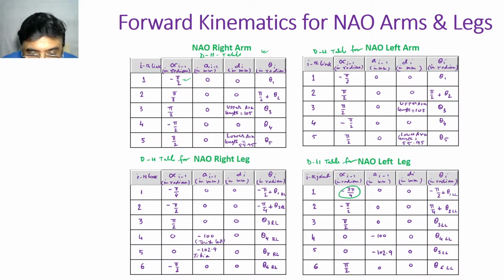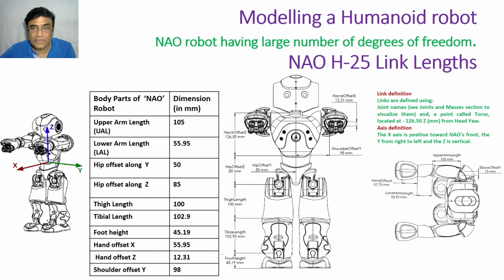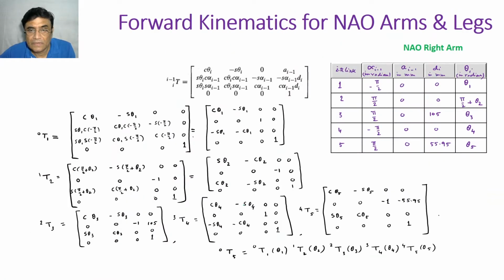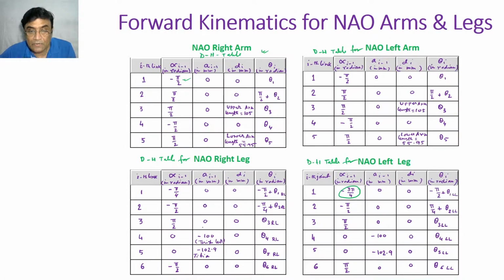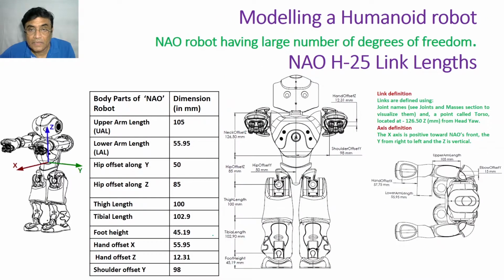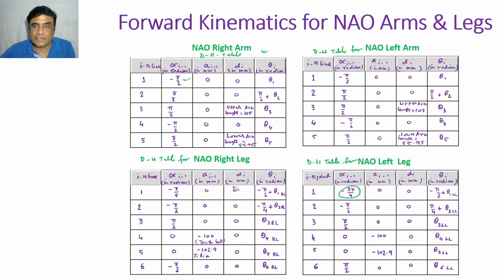So 100 is the thigh length, and this 102.9 is the tibia. So this is the tibia length, and the thigh length is 100 millimeter. We have kept it minus because the Z axis is in this direction, and you are measuring in this direction. So here is the origin. This is the minus direction, the negative Z direction. So that's why. With this, I think you have understood.